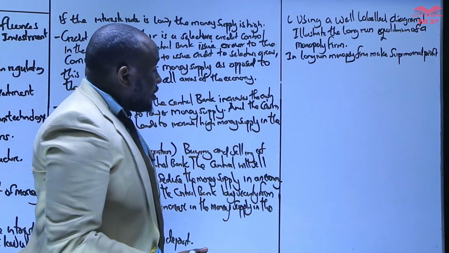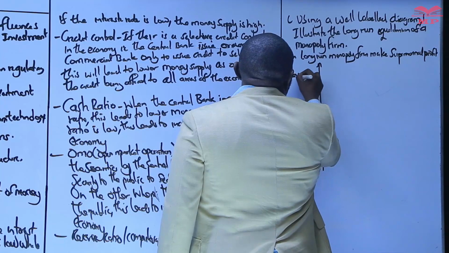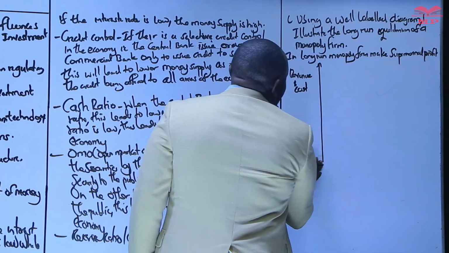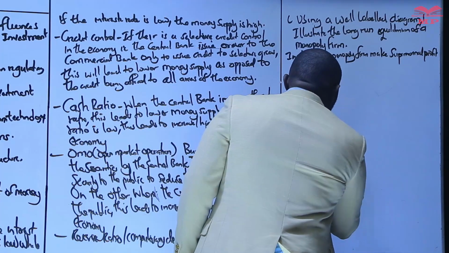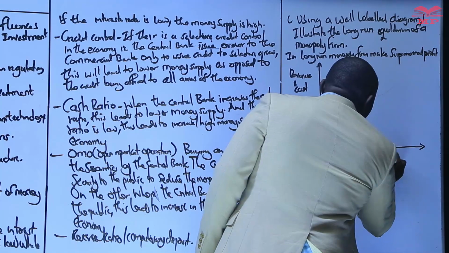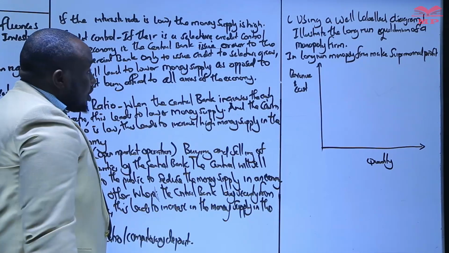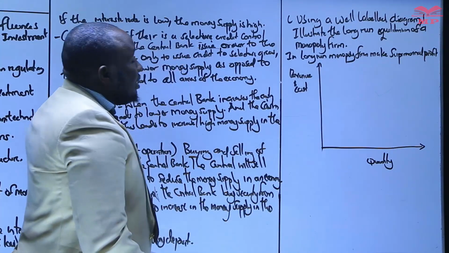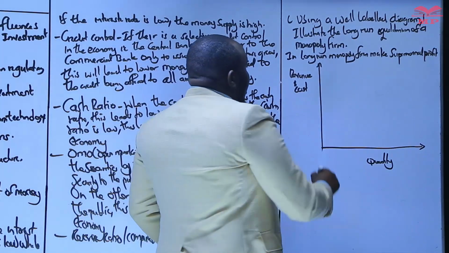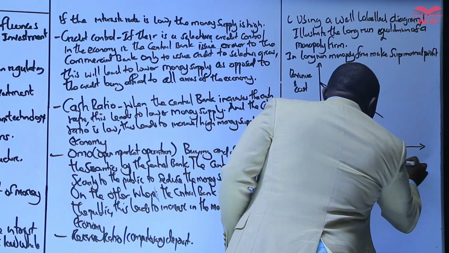So we proceed to the diagram. On the y-axis, we have revenue and cost. On the x-axis, we have quantity. Two key things: how the AR and the MR curve will appear. AR is above; this is the MR, and this is the AR curve.